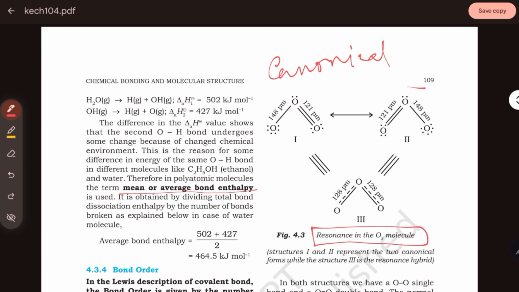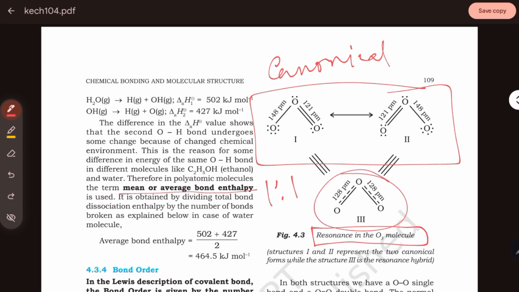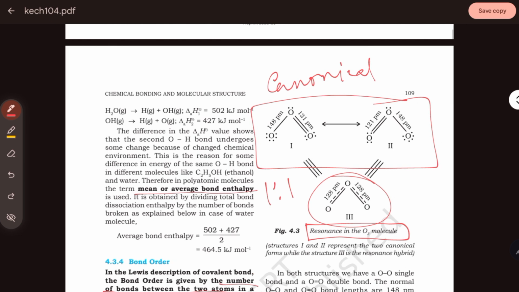Here for the O3 molecule, these are the equivalent canonical forms contributing to the real structure in a 1:1 ratio. The oxygen-oxygen single bond has a bond length of 148 picometer and the double bond has 121, because as bond order increases, bond length decreases. But in the real molecule, you see, it is lesser than 148 but greater than 121, which is known as partial double bond character, where the bond length is in between a single bond and a double bond.